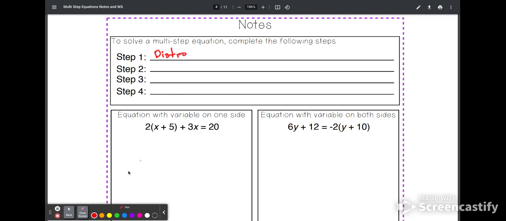Oops, sorry about that. So let's see if there's any distributive property that you can take care of.